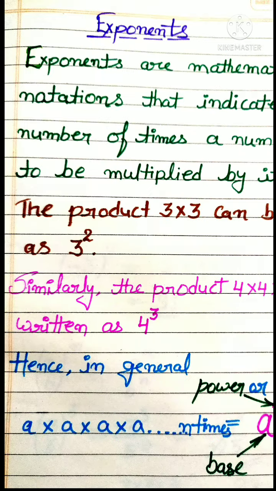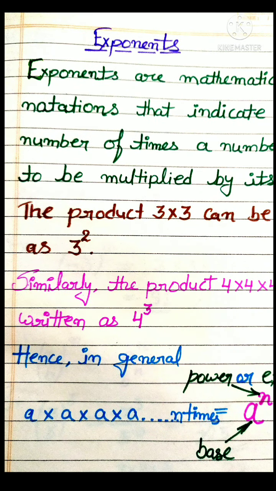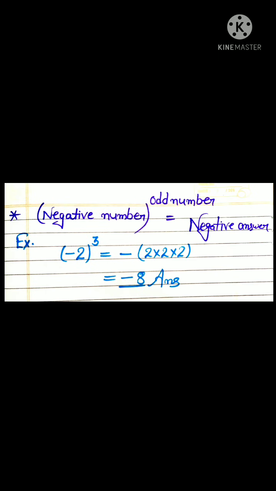Now we will learn few rules of exponents. First one, if a negative number is having odd power, then its answer will be negative. Like as you are seeing here in example, it is minus 2 to the power 3. So as you are seeing here, the power 3 is an odd number. That means its answer will be negative. Then what we will do, we will write this minus sign and we will multiply this 2 up to 3 times within a bracket. Then we will get, after multiplying, minus 8.